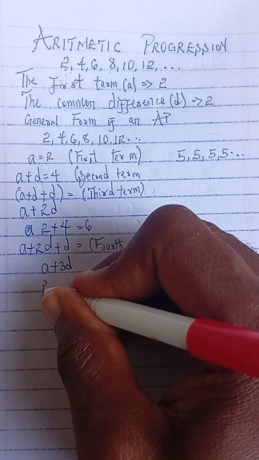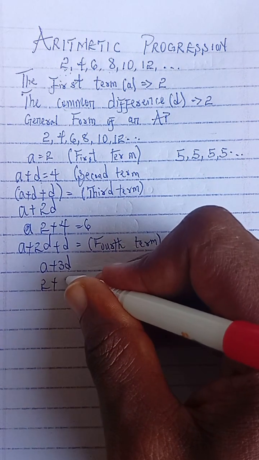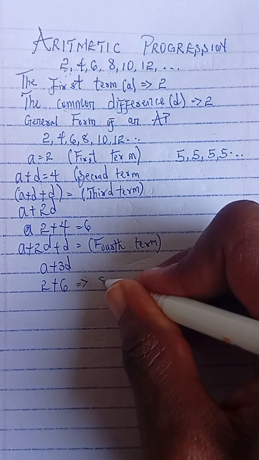And now A is giving us 2 plus 3 times 2, rather. 3 times 2 will give us 6. So we have that 2 plus 6 will give us 8.